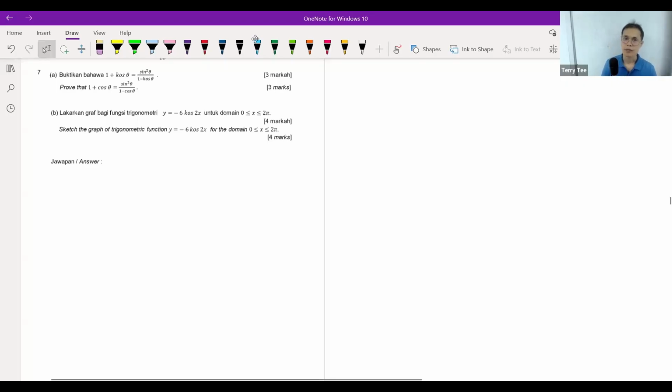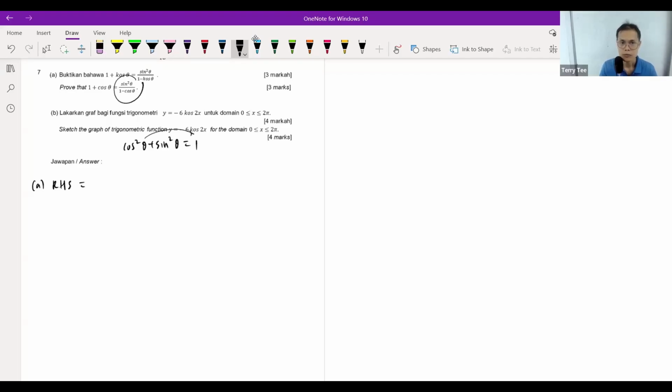Okay, question number 7. This is from Form 5, Chapter 6, Trigonometric Functions. The first part is proving, the second part is solving. When they ask us to prove, we can start from the left or from the right. I think the right-hand side is easier. Normally, we start from the side that has more terms and move on to the left-hand side, the one with fewer terms. In your right-hand side, there's a sine squared on top. Now, remember the basic identity: cos squared plus sine squared is always 1.